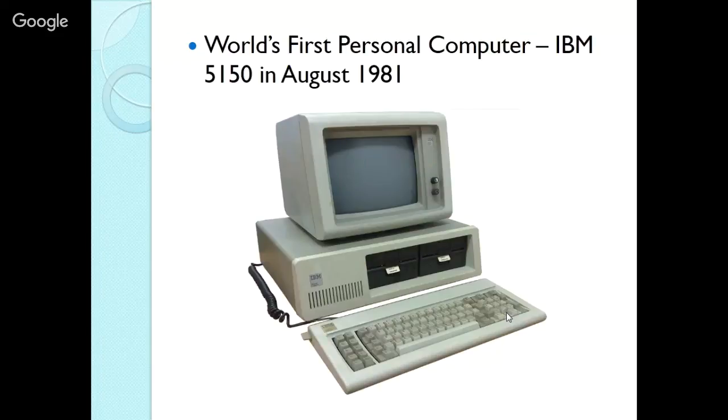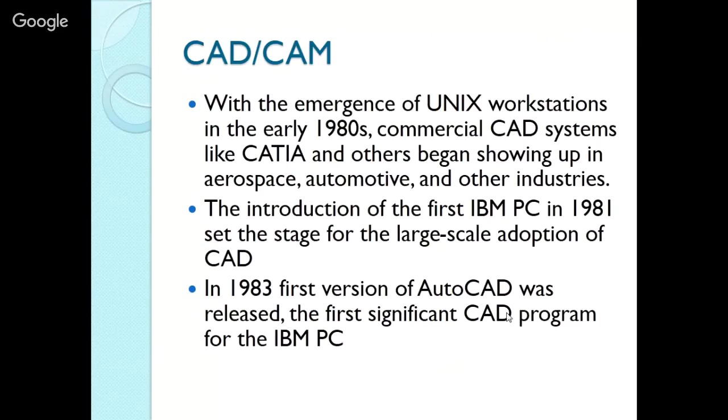So this revolutionized digital manufacturing, because with this coincided the emergence of Unix workstations, and commercial CAD systems like CATIA and others began showing up in aerospace, automotive, and other industries. And the introduction of this first IBM PC in 81 set the stage for the large scale adoption of computer aided design. In 1983, the first version of a very popular CAD software, that is AutoCAD, was released. As we see today, there are so many CAD and CAM software, but it all began in the 1980s.